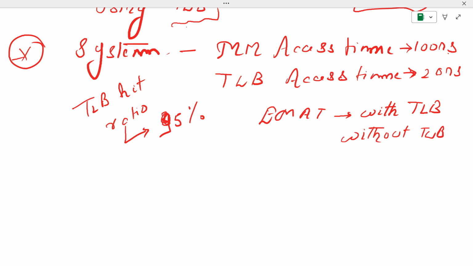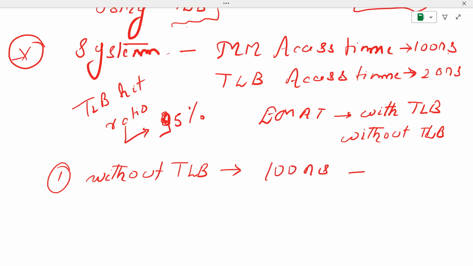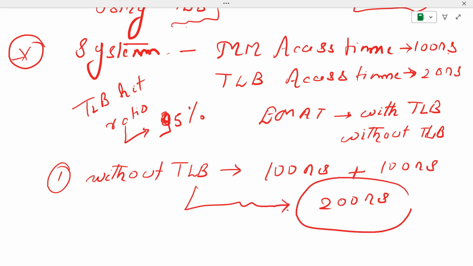If we don't have any TLB, then definitely we first need to look into the page table, which is present in the main memory. So that is 100 nanoseconds, plus again we have to look into the main memory for the particular page, which will also be 100 nanoseconds. So altogether we are utilizing 200 nanoseconds if we are not using the TLB. So this is without TLB.